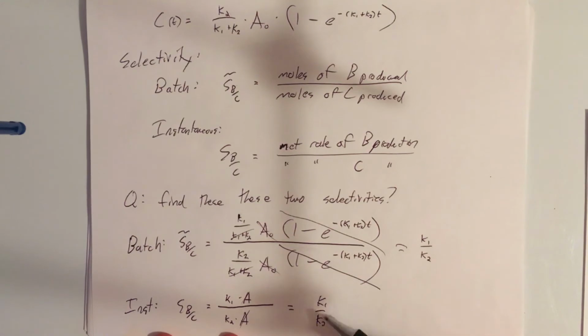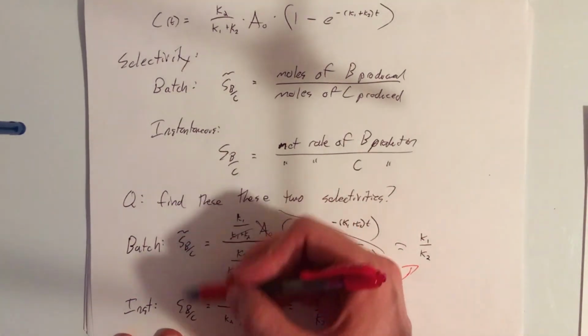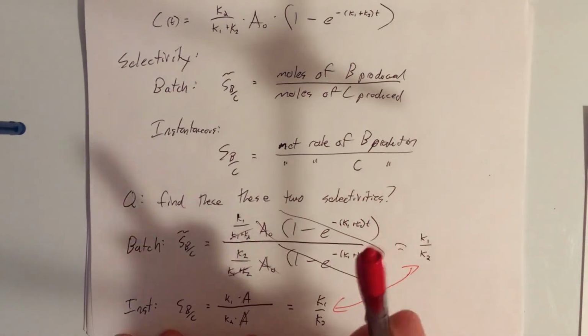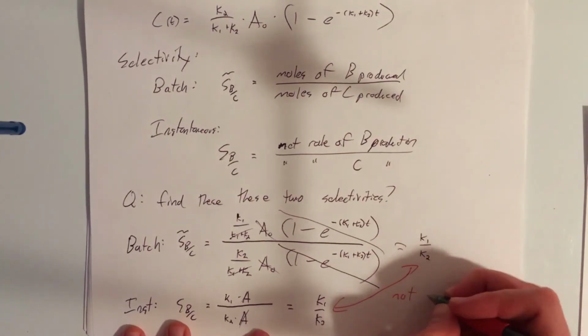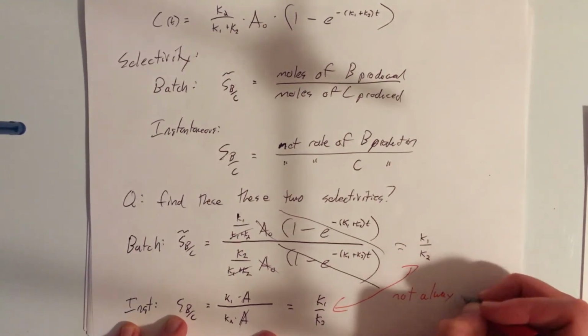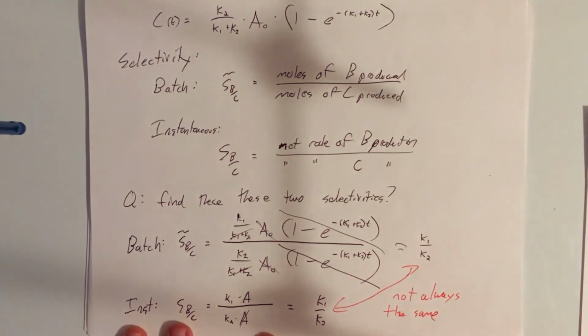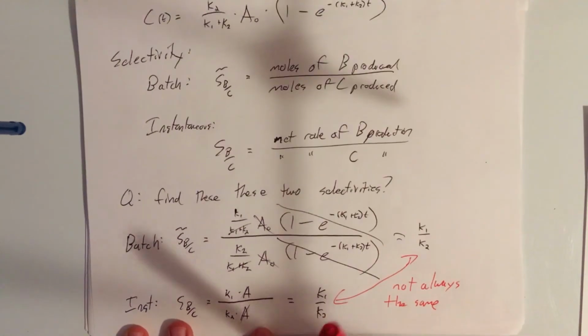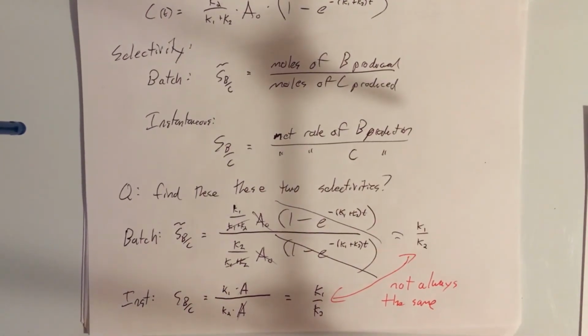So it turns out, just by chance, that the batch and the instantaneous selectivity are the same. That's not always going to be the case. So they're not always the same. Think for a moment about what some cases might be that cause these two things to not be the same.